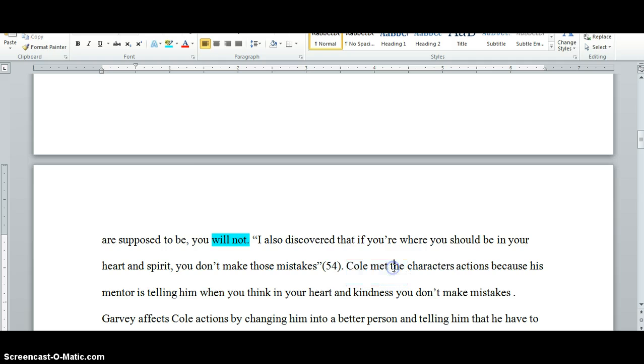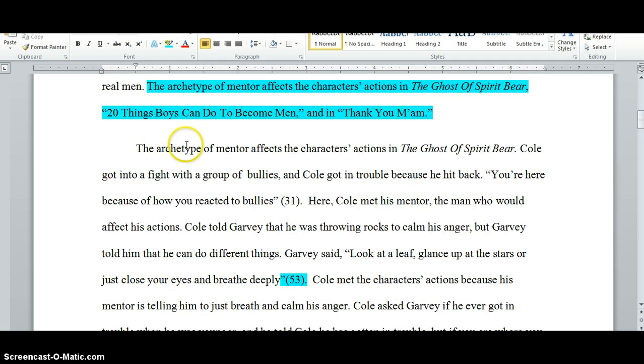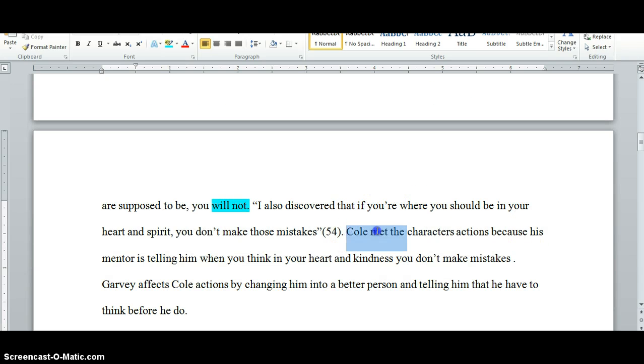Cole met? What do you mean by met? Because what you said in your topic sentence here is that the mentor affects the character's actions. So tell me about that. How are Cole's actions affected, or how does the mentor affect him? So when you think in your heart and with kindness, you don't make mistakes. What kind of mistakes is he talking about? Because he says those mistakes, he's very specific, those mistakes. So be specific also when you are speaking, but clarify because I haven't read this story yet.